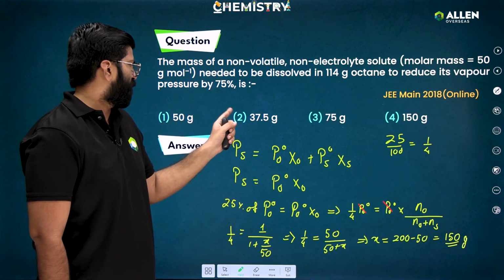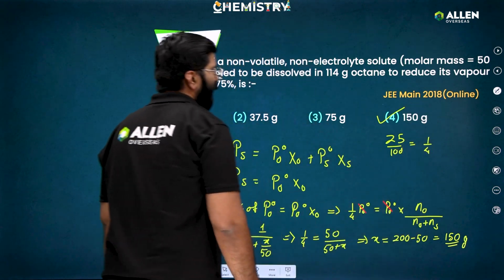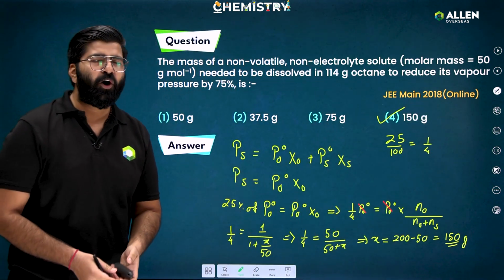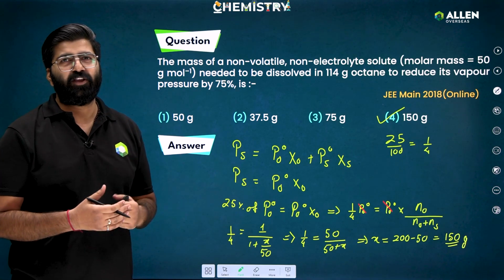Let's check our options. Option 1 is 50, option 2 is not correct, option 3 is also not correct, option 4 is correct. So the correct answer for this question is option 4. Like this, we can solve the question based on Raoult's law, and we have understood this.